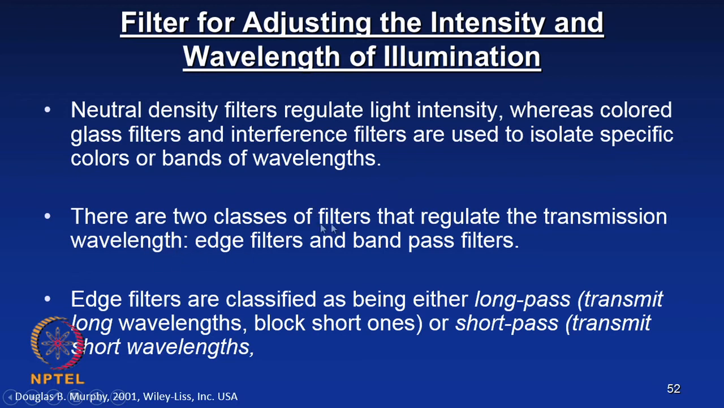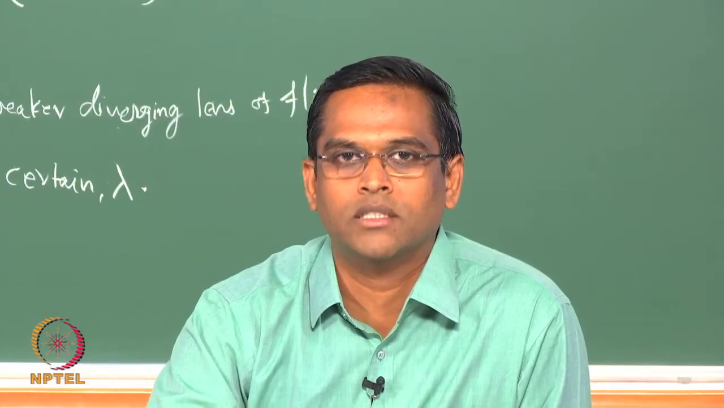There are two classes of filters that regulate the transmission wavelength: edge filters and band pass filters. Edge filters are classified as being either long pass, which transmit long wavelengths and block short ones, or short pass, which transmit shorter wavelengths. So, I think this is a kind of introduction to what the filters are and what their primary functions are.